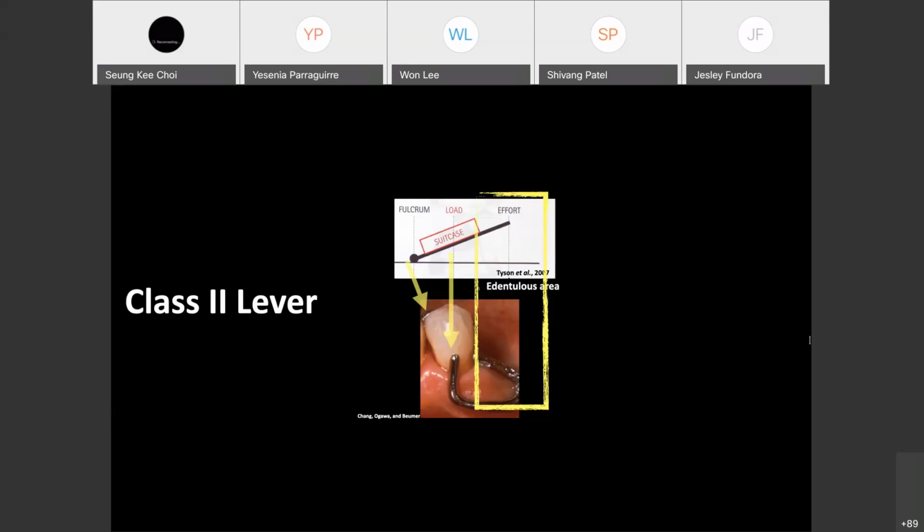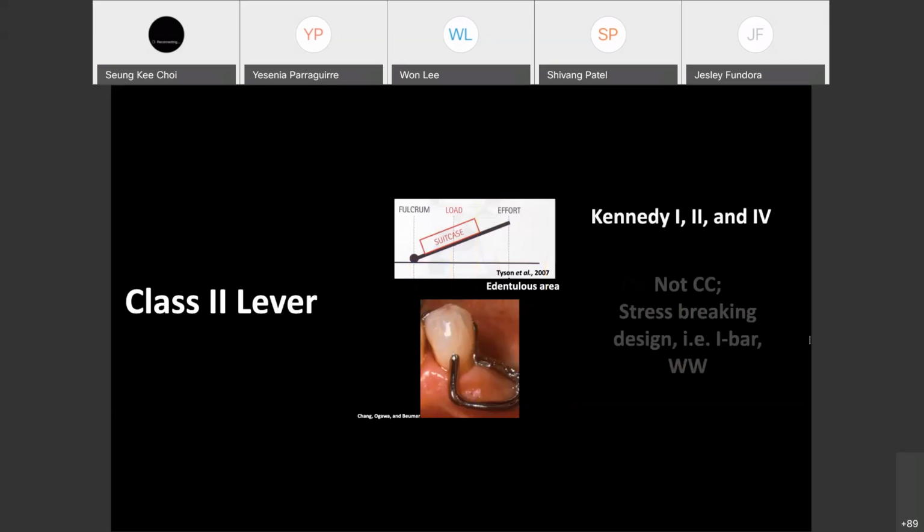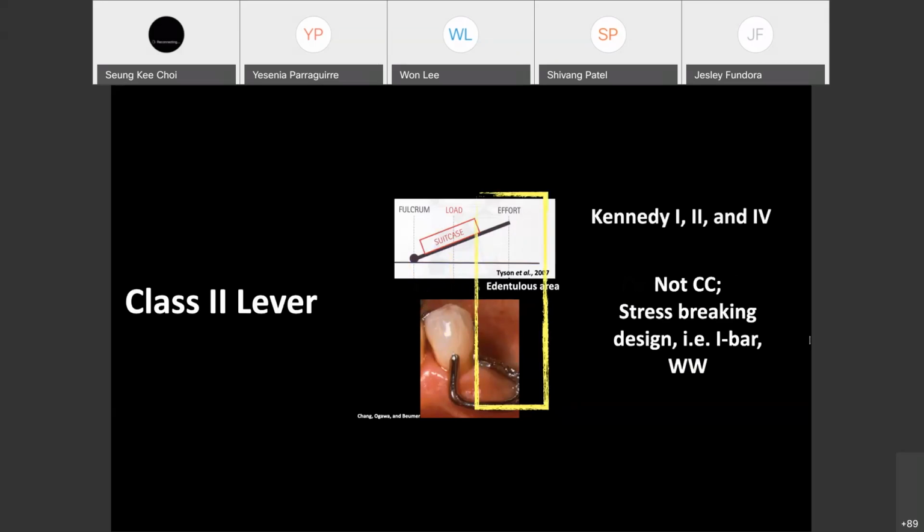So for that reason, class 2 lever on a free end saddle or distal extension is much less detrimental than having the fulcrum on a distal that creates a class 1 lever. Again, class choice B, not circumferential, but some sort of stress breaking design. Again, I-bar is at the top of my list in terms of design. If I can't do it, I'll pick wrought wire.